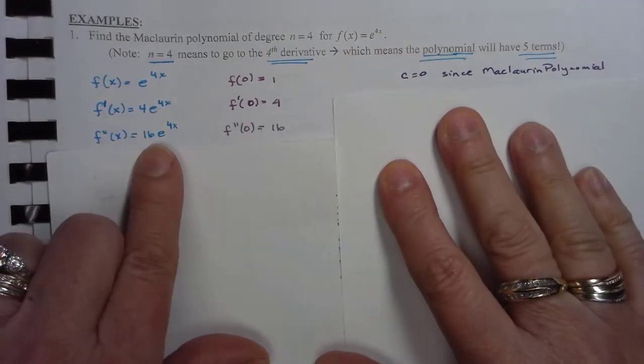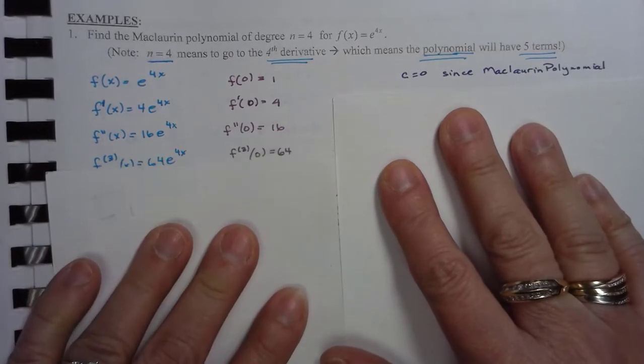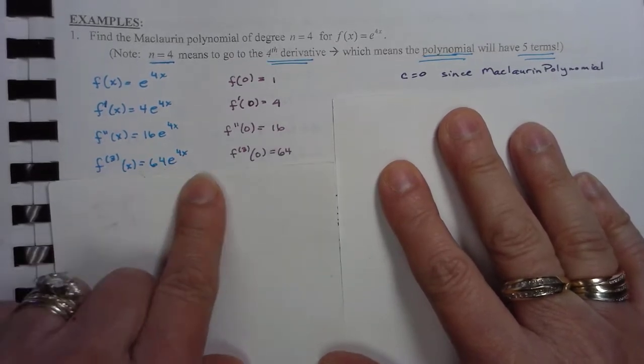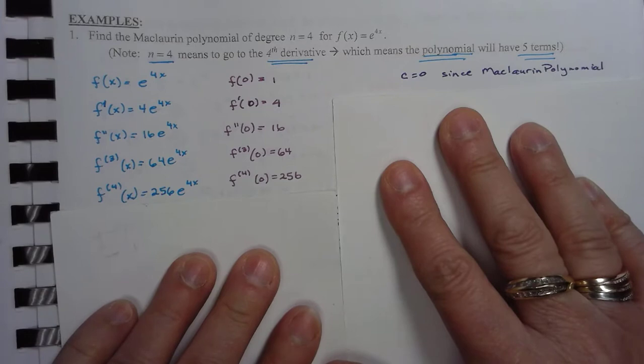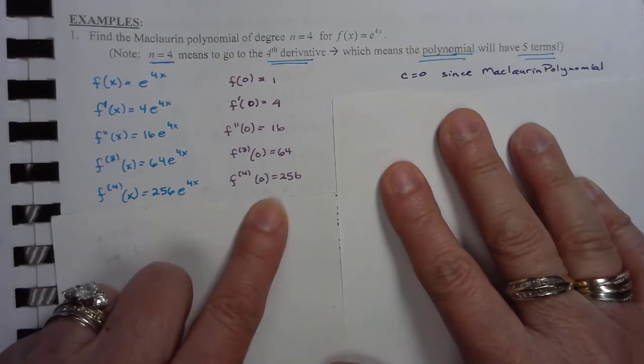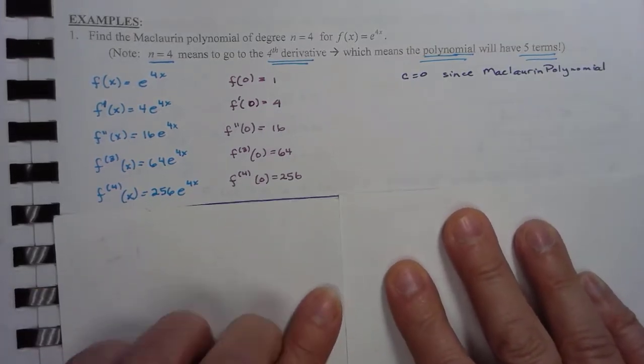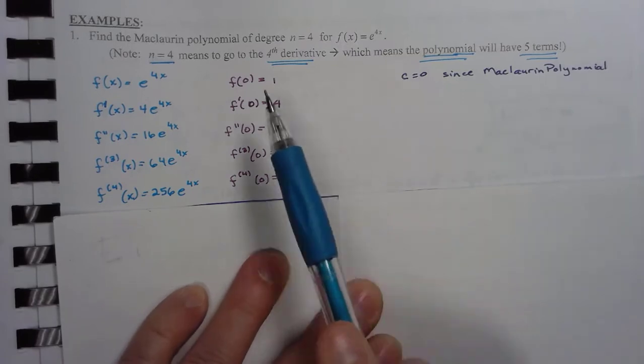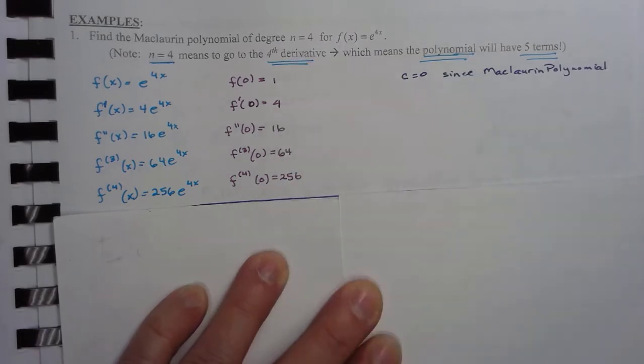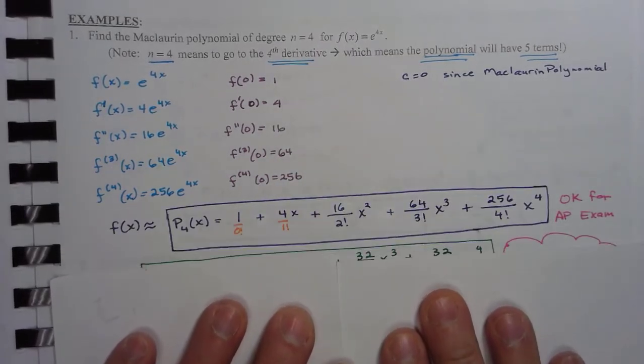Second derivative, evaluated at 0. Third derivative, evaluated at 0. Fourth derivative, evaluated at 0. Now we are ready to write our 4th degree Maclaurin polynomial.